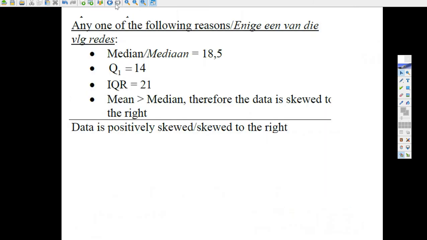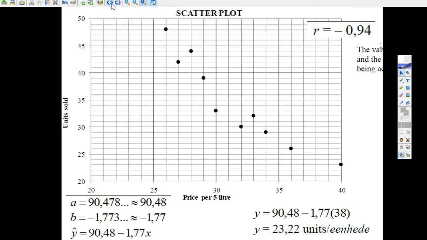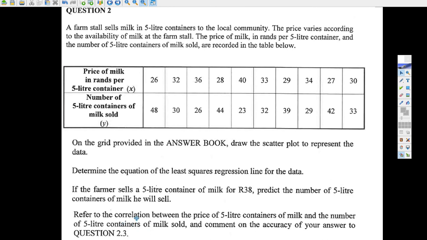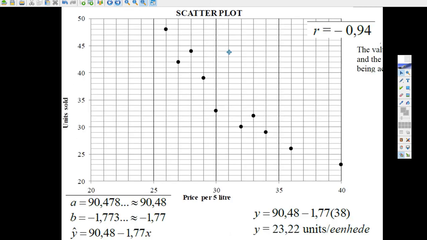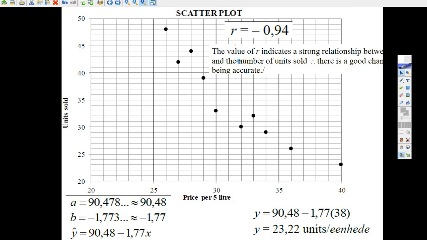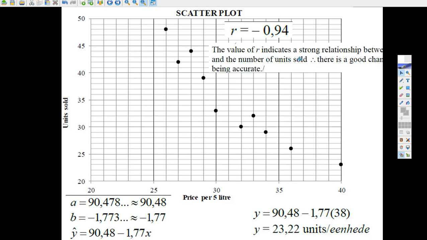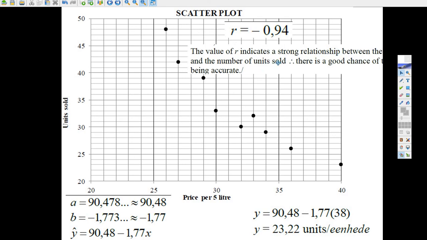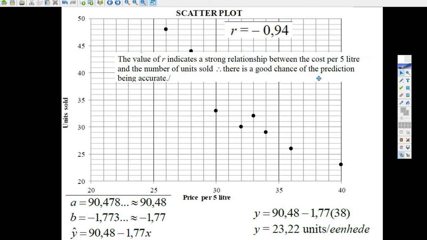Now the next question says, refer to this thing called the correlation coefficient. Refer to the correlation between, they don't tell you correlation coefficient. You have to hit that button. You hit the button and it equals negative 0.94. Now 0.8 means it's reasonably strong. 0.94 means it's very strong. It's a strong relationship between the number of units sold and the price of it. Okay, so between the price and the number of units sold, there's a strong relationship.